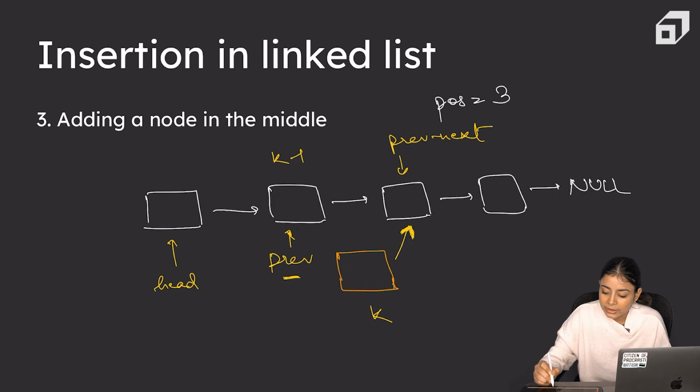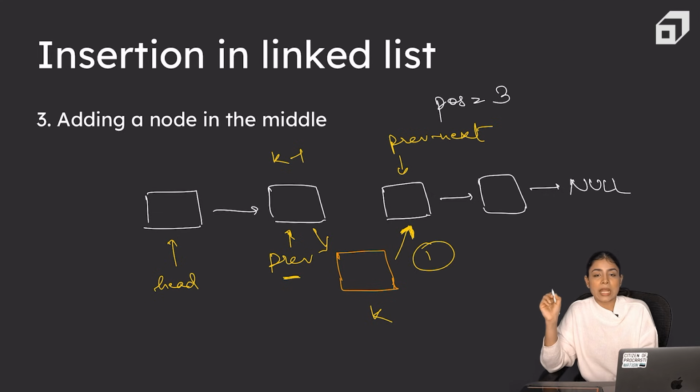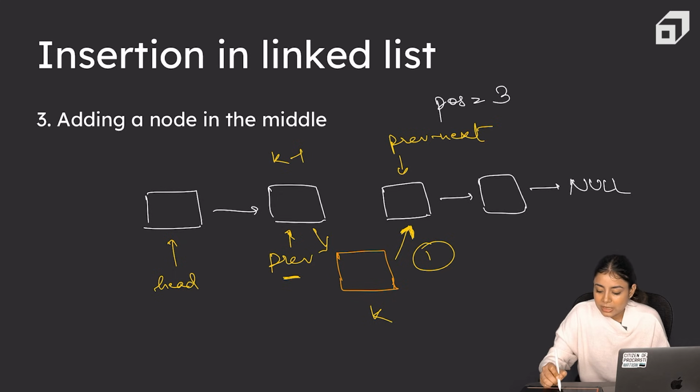So once I have added that link, then I can change this link and make it point to the new node. So I'll first say next of new node, make it point to the previous next, and then I'll say previous next, make it point to the new node, and that's how I'll be able to insert an element in the middle of my linked list at some position k.